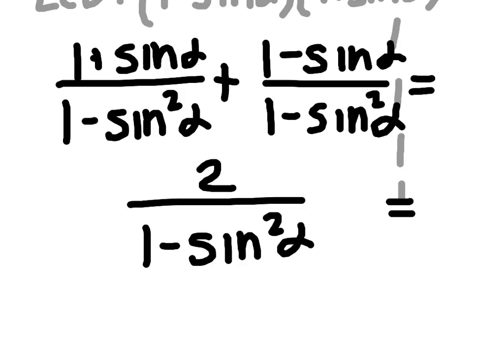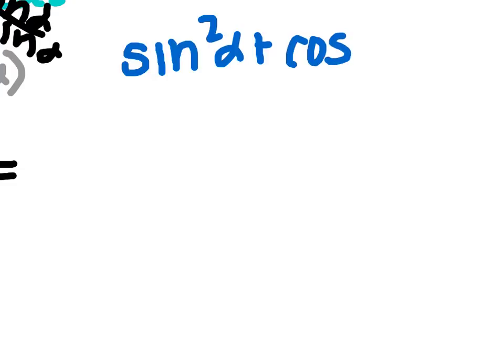Now I'm going to focus on the denominator, that 1 minus sine squared. 1 minus sine squared once again looks like that Pythagorean identity. And you'll notice those keep coming back again and again and again. So off to the side, I am going to go ahead and write sine squared plus cosine squared equals 1. And by the way, it doesn't matter that we're using alpha this time instead of theta. It really is just representing that unknown.